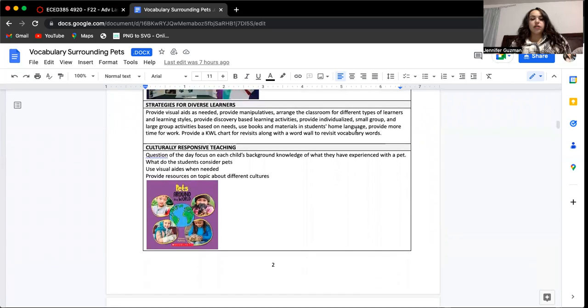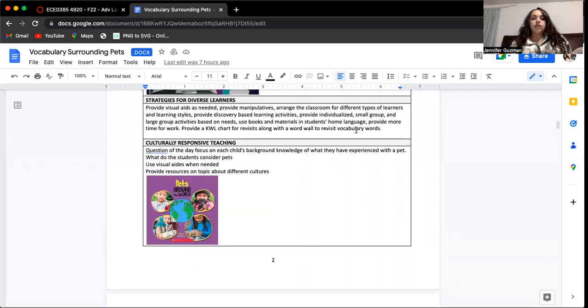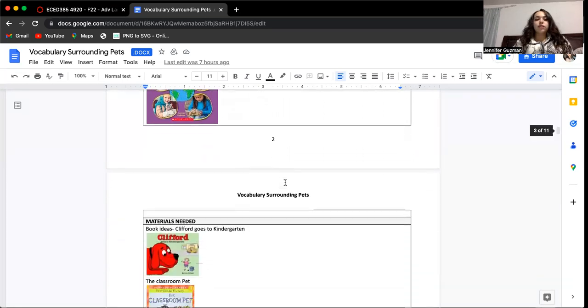Culturally responsive teaching. Question of the day focuses on each child's background knowledge of what they have experienced with a pet. What do the students consider pets? Use visual aids when needed. Provide resources on topic about different cultures.